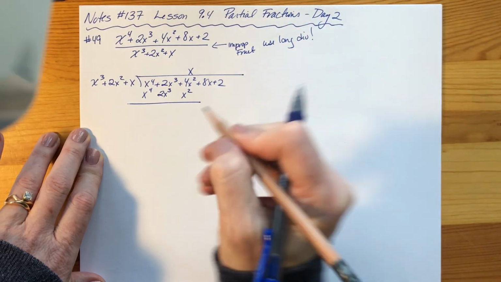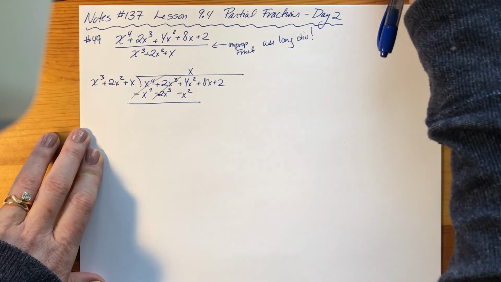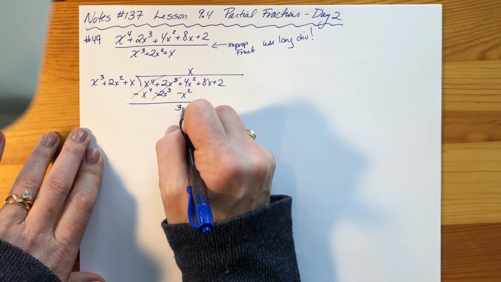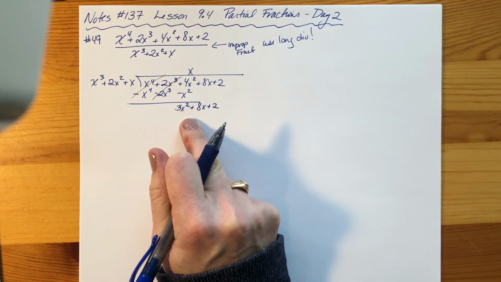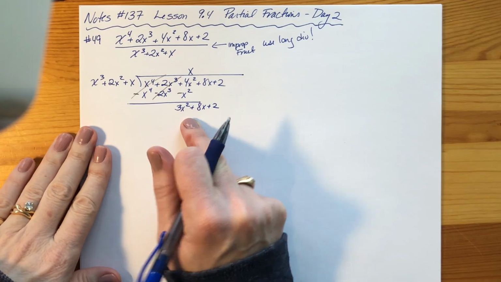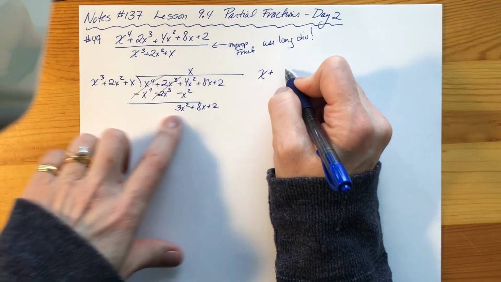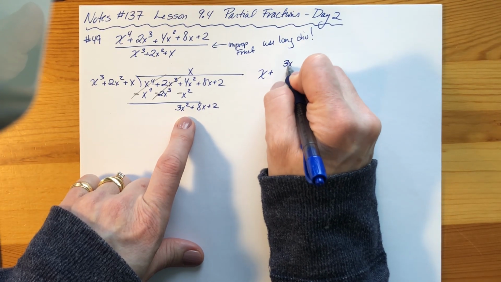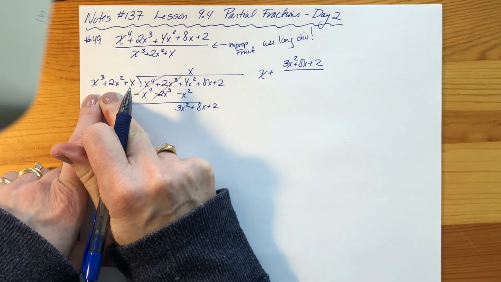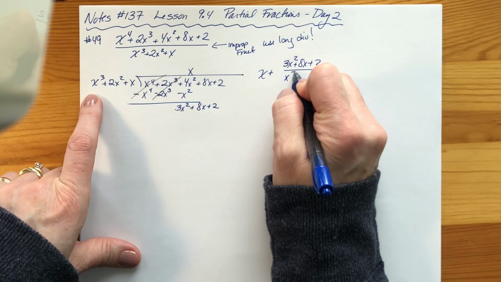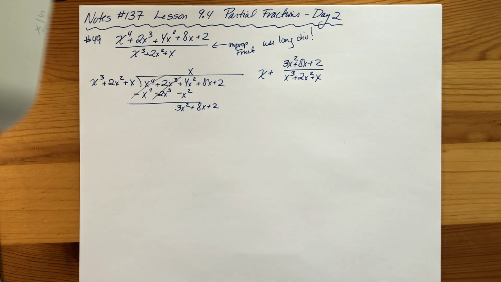I'm going to go ahead and subtract all of those. Oh, look how nice. Pachoo! Those fall out. So I'm left with 3x squared plus 8x plus 2. This will not go in there anymore, right? So what I have at this point is the problem equivalent to x plus 3x squared plus 8x plus 2 over my original denominator, x to the third plus 2x squared plus x. Okay, great. I want to break that down.